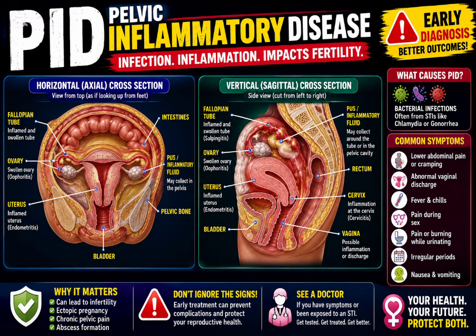Now let's look at the vertical, or sagittal, cross-section. From the side, we can clearly see the uterus, cervix, vagina, bladder, and rectum. This view shows how infection can move upward from the lower genital tract toward the upper reproductive organs.